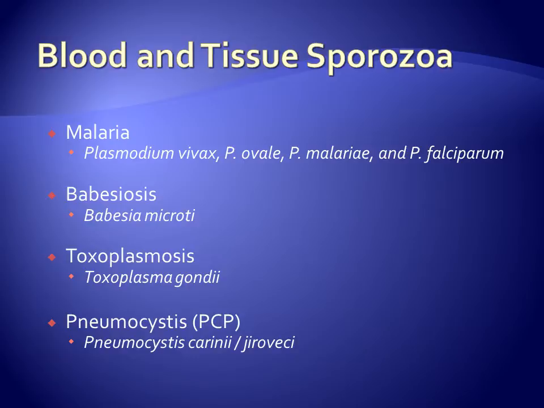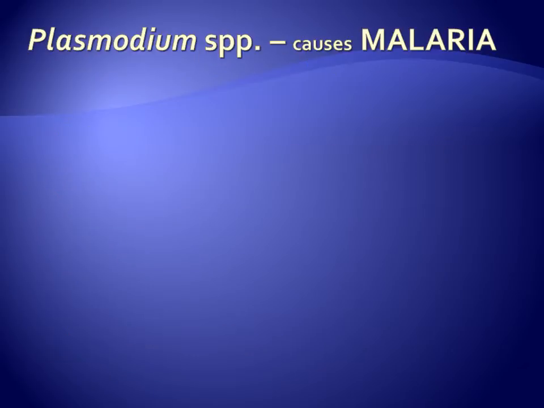The diseases we're going to look at in this unit include malaria, babesiosis, toxoplasmosis, and pneumocystis, or PCP pneumonia. Four species in the genus Plasmodium cause the disease malaria. And in the Western world, we don't think about malaria very much. Most of us have not personally encountered it.